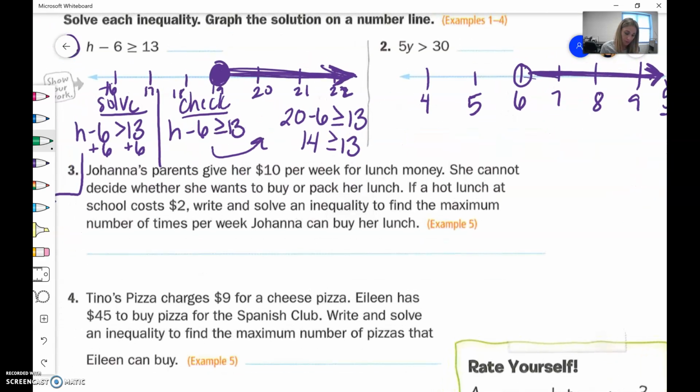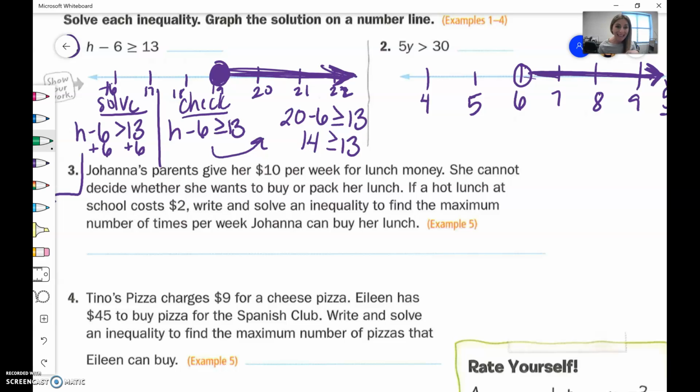Joanna's parents give her $10 per week for lunch money. She cannot decide whether she wants to buy or pack her lunch. If a hot lunch at school costs $2, which is cheap, okay, right? The Minsky's pizza costs more than that, doesn't it? I don't know, but I'm pretty sure it's more than $2. Write and solve an inequality to find the maximum number of times per week Joanna can buy her lunch.